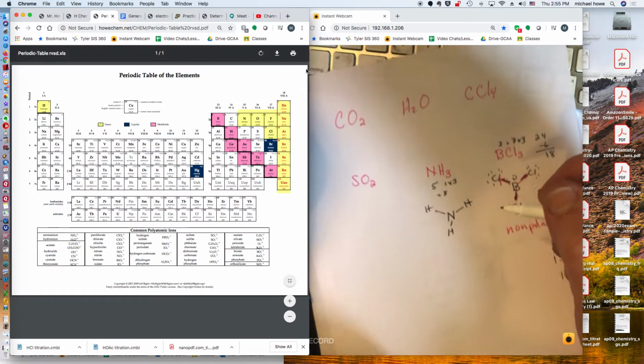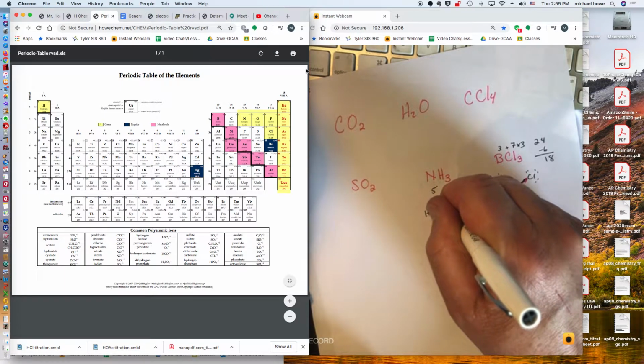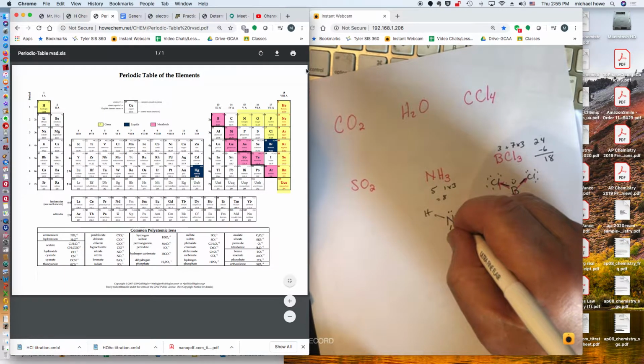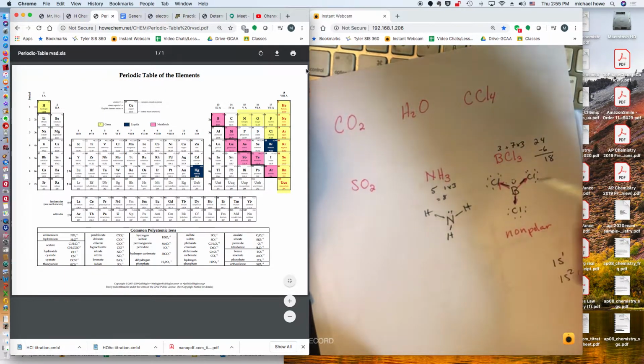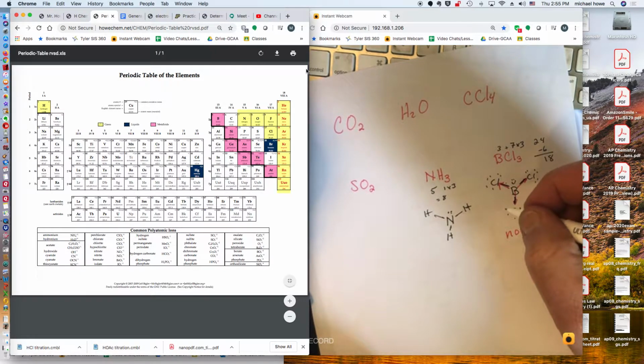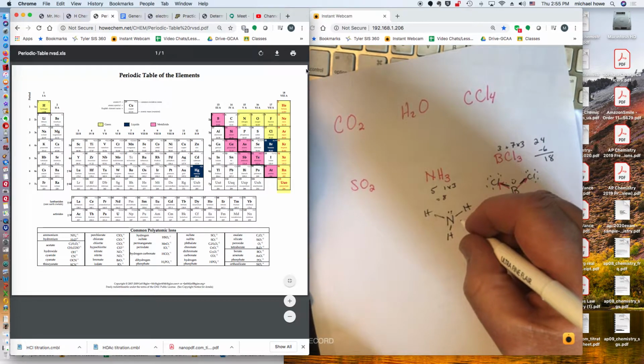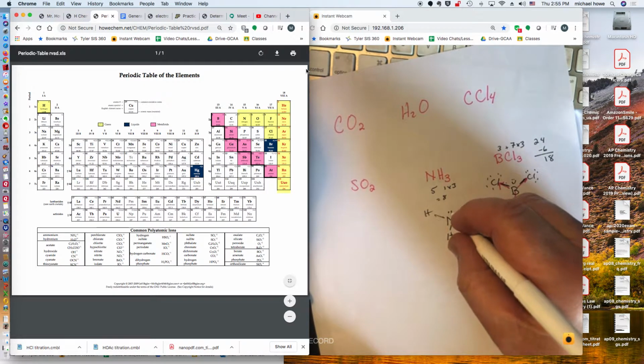All right, so since the two electrons are left over, they have to go on the nitrogen, which is okay because now the nitrogen has 2, 4, 6, 8, and that's what it wanted anyway. It'd like to have 8. Most things want 8 around them. Now the shape, however, is going to change because of that.